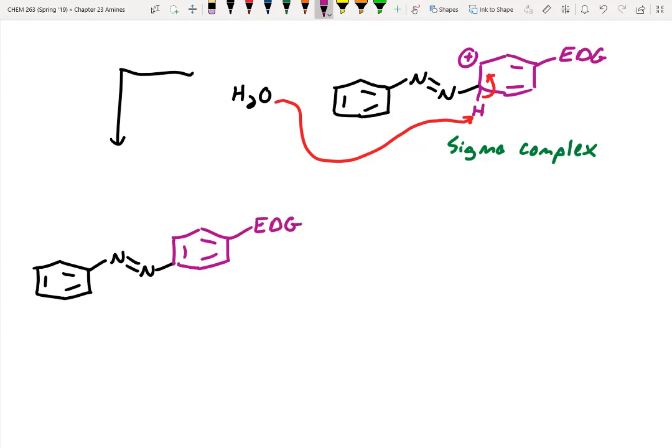And voila. Like I said in class, these molecules are really interesting as dyes. Why are they colorful? Conjugation. So these are colorful due to conjugation.